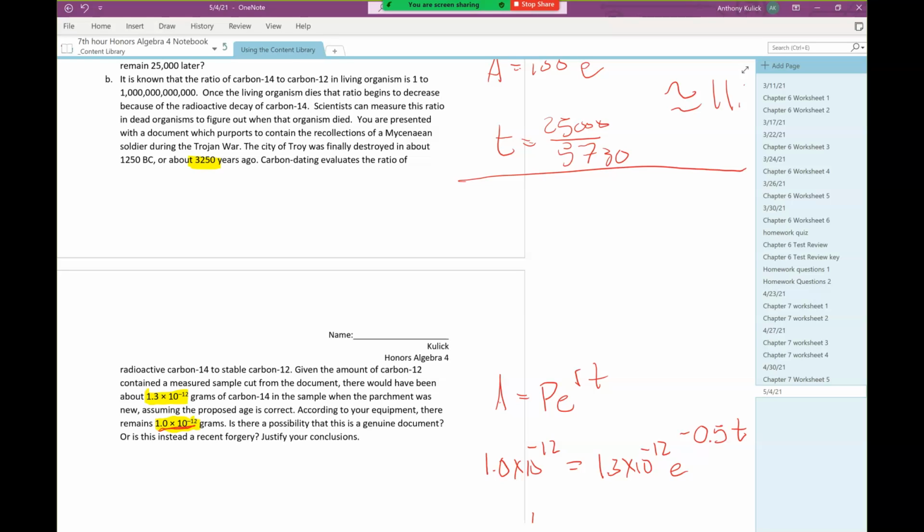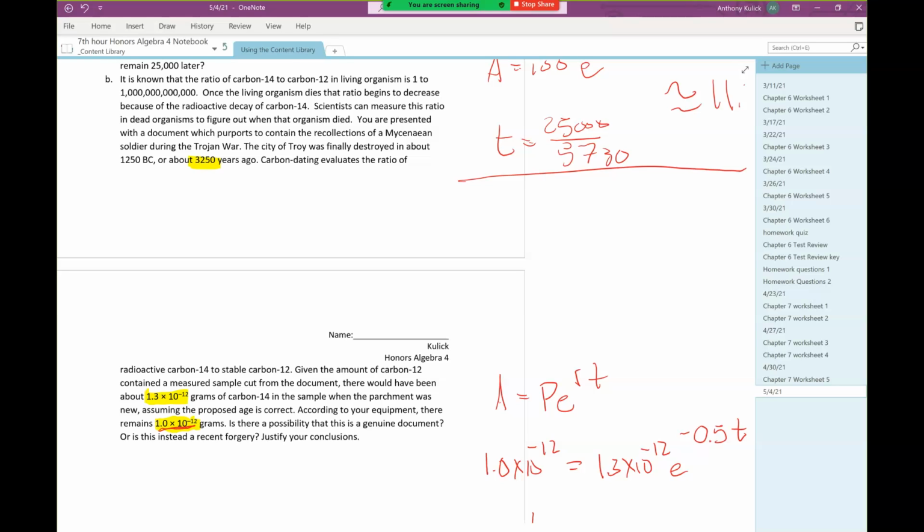Oftentimes when you do this sort of thing, it'll give you a range of values. Like it's between 3,000 and 3,200 years old or something. When I've seen carbon datings done, the way they report things is because you're not giving a perfect measurement. You're giving an upper and lower bound for how much was actually measured, since the amounts are awfully small, as you're seeing. But yeah, that's the gist of it.